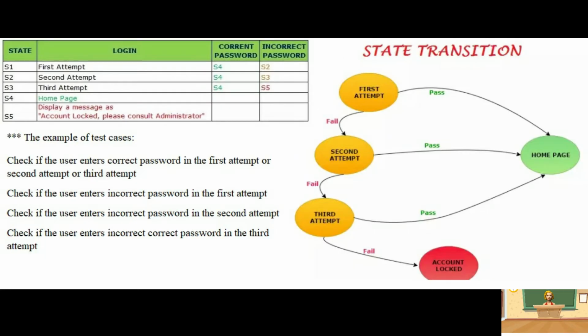It will help us cover all conditions. How to do the state transition technique. The state transition technique is used when software behavior changes from one state to another following a particular action. See the example of the login page of an application.